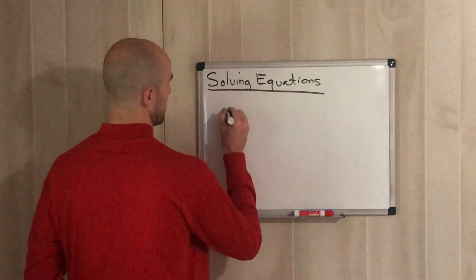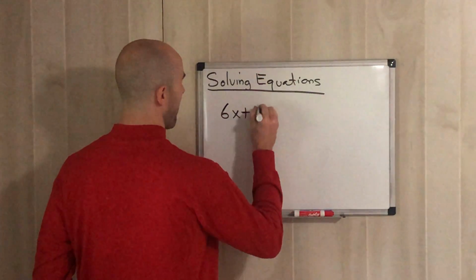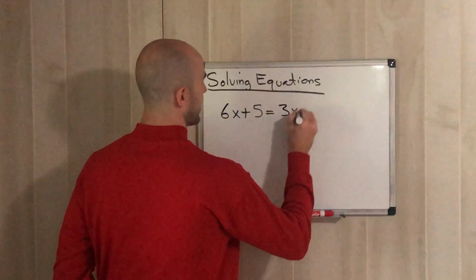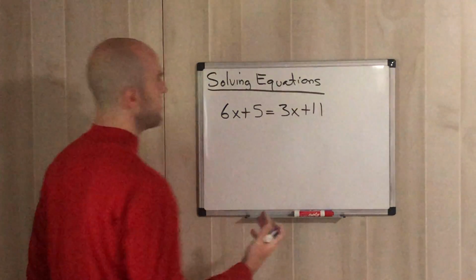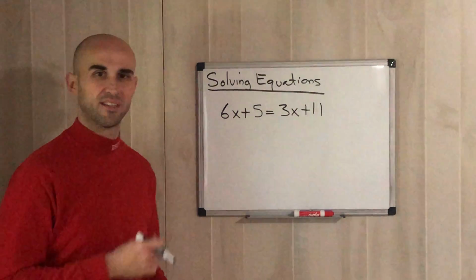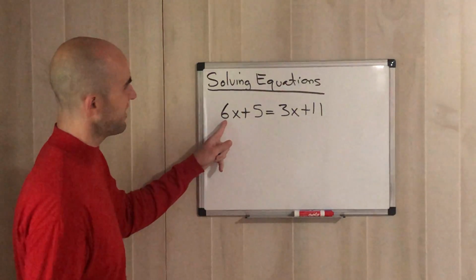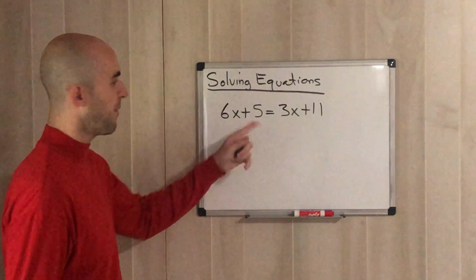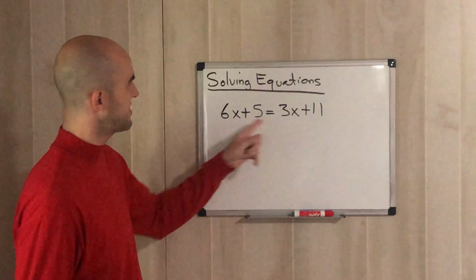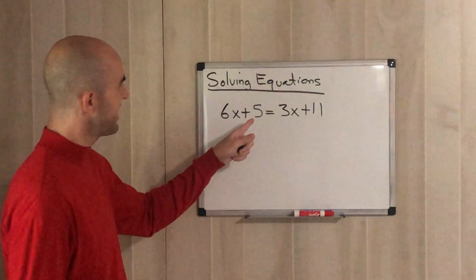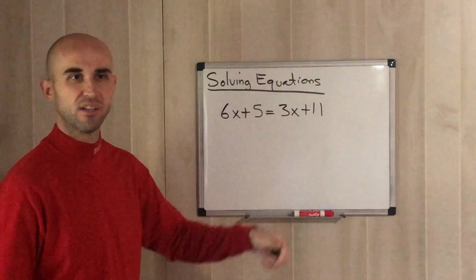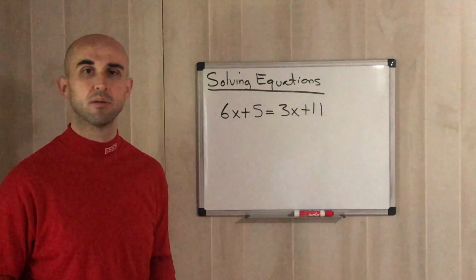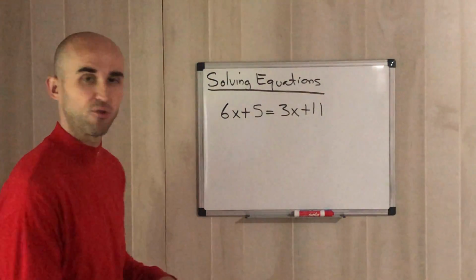So let's say I were to take this: 6x plus 5 equals 3x plus 11. What some people who struggle with this would do is they see 6x right there and 3x right there. Automatically, they would want to combine like terms, so add 6x and 3x to give us 9x, and add 5 and 11 to give us 16. Again, the idea of combining like terms is a good idea. There's just one major problem.